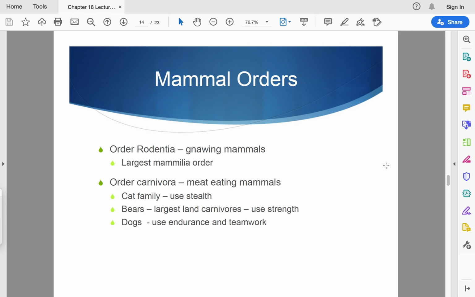Order Carnivoria. Meat-eating mammals, right? The cats, they use stealth to stalk their prey. Bears, these are the largest land carnivores. They use their strength. And dogs use endurance and teamwork.